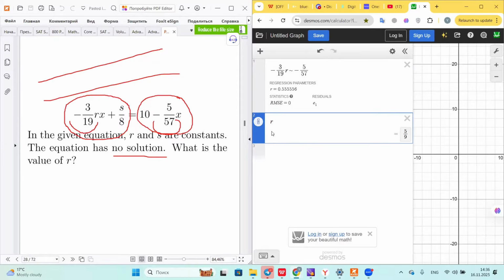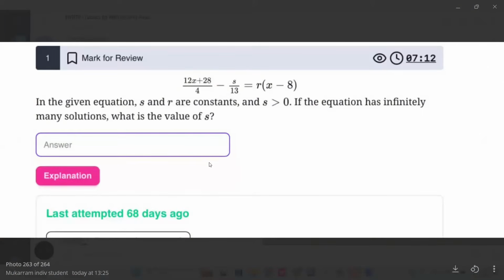Now the problem is solved. In this problem, it's stated that in the given equation, s and r are constants, where s is greater than 0. If the equation has infinitely many solutions, what is the value of s? Okay, it is the next type of Desmos question. What should you do here?